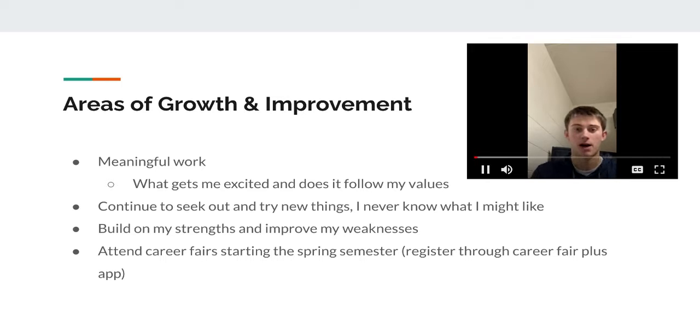Next, we have my areas that I want to grow on and improve on. And this first one was definitely one of my favorite things to talk about in the class, but it's also something that I think needs the most work for myself. And that would be meaningful work. And meaningful work is basically what is that person's or someone's spark? What is my spark? What do I want to do? What excites me and also follows my values at the same time?